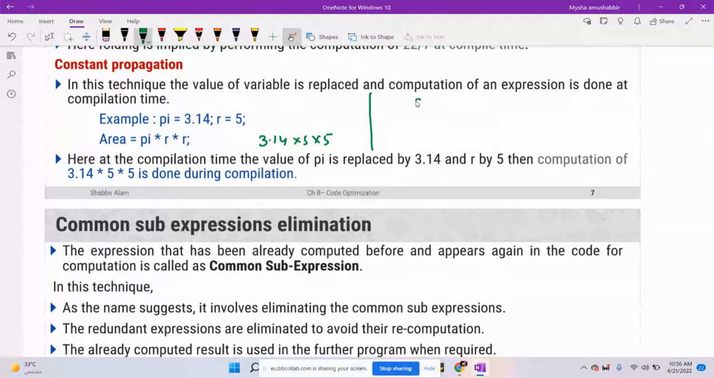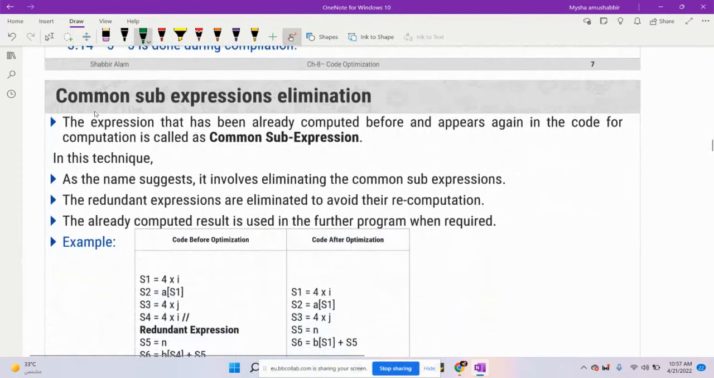Another example: if you write a equal to 5 and b equal to 6, and s equal to a plus b, then the values of a and b are known, and this calculation is done when you compile the program, not at run time. If it were done at run time, it would be slow. So the computation is done at compile time, and that's why the run time is faster.